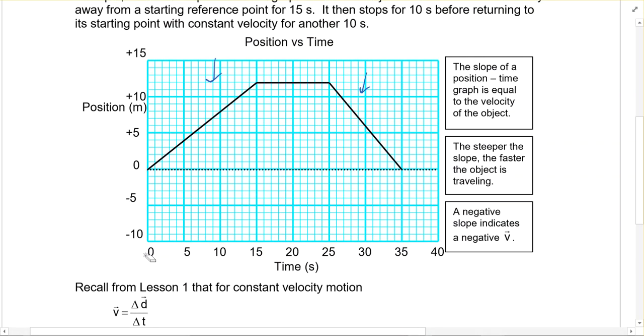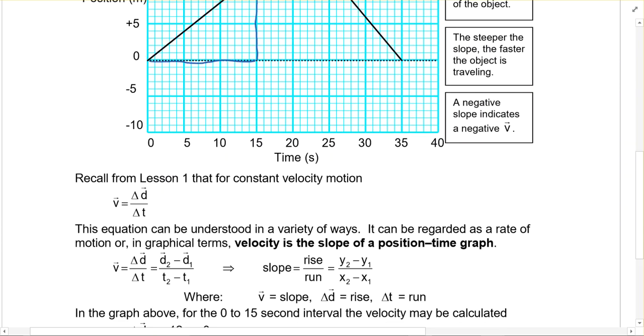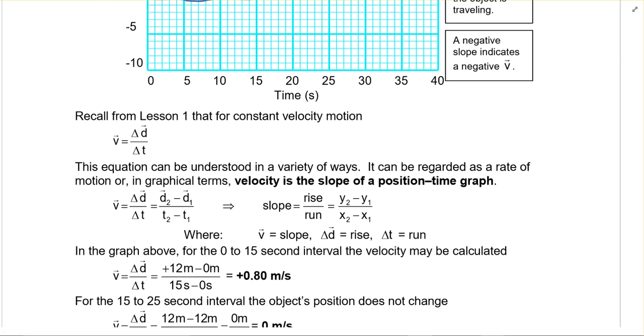The way that we figure out how fast this first section was going is we need to figure out the slope of this section. So remember slope, and I've got this written down here too: slope is equal to rise over run. You can also think about that as y2 minus y1 over x2 minus x1.